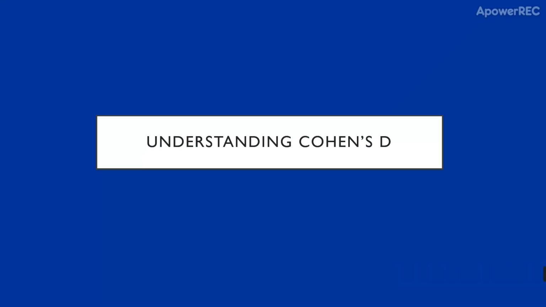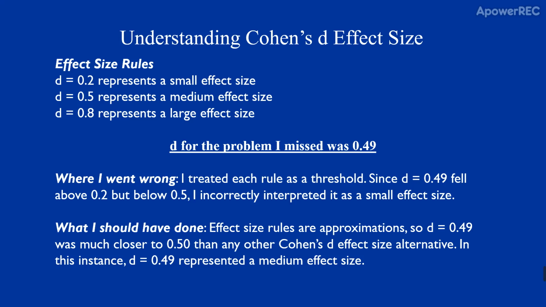Cohen's D was a concept that I had a little bit of a hard time understanding in my statistics class, so I've made this PowerPoint in the hopes that it can help other people understand it better. Cohen's D is an effect size which is used to indicate the standardized difference between two means. There are different effect size rules to be aware of when looking at what Cohen's D is.